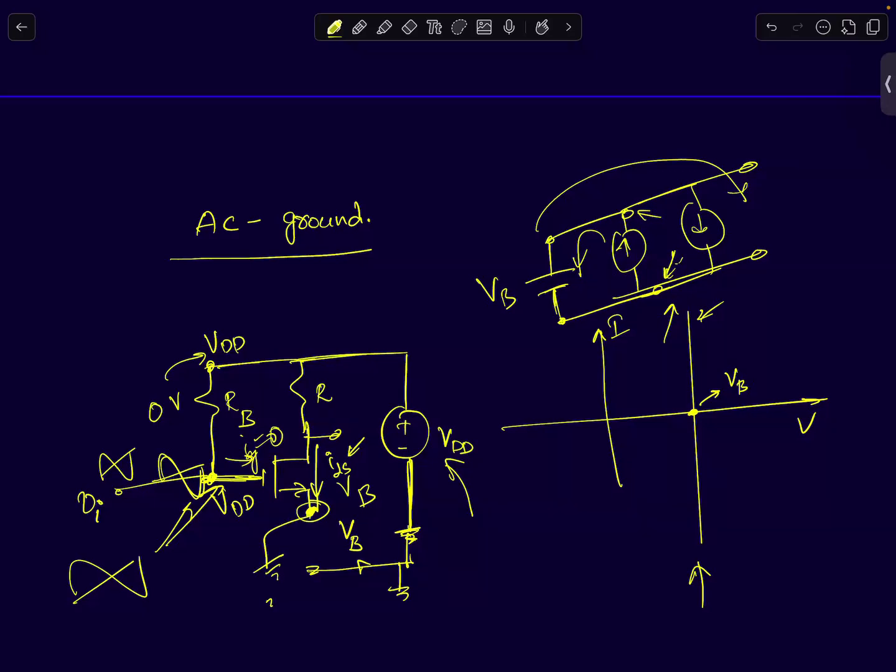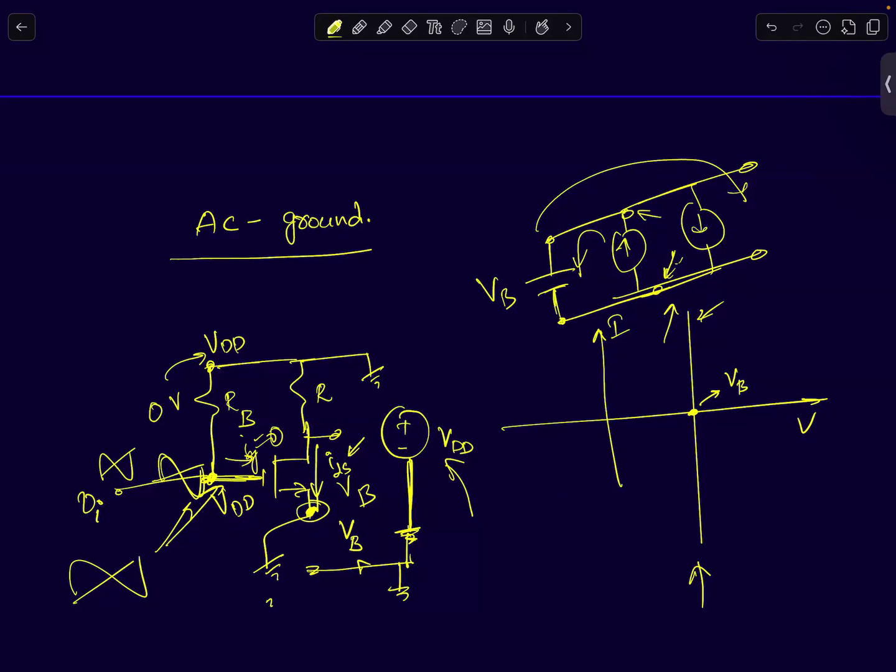Is there any other AC ground in the circuit? In the circuit, is there any other AC ground? VDD. Yes. VDD itself is AC ground, right? This is also constant. It will always remain the same. So this is again AC ground.